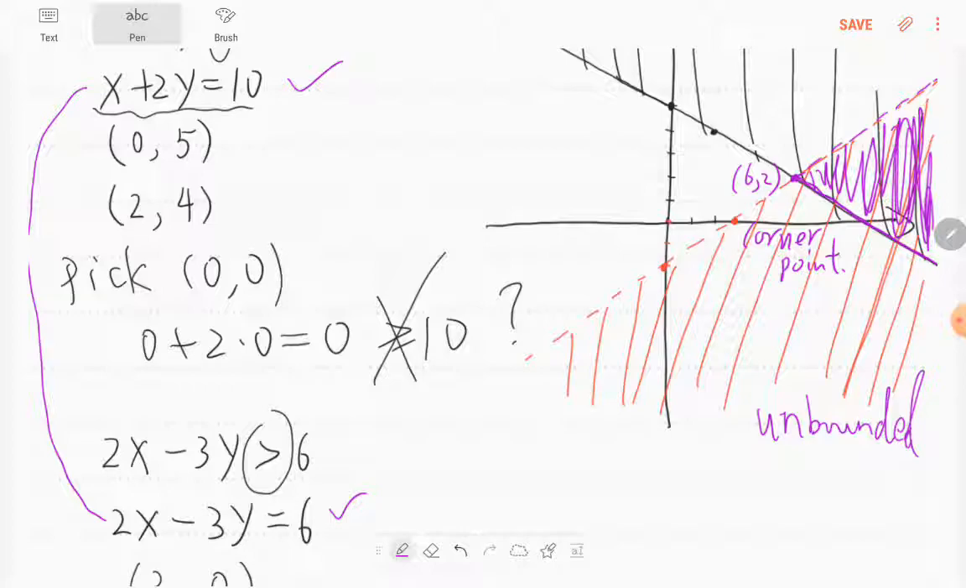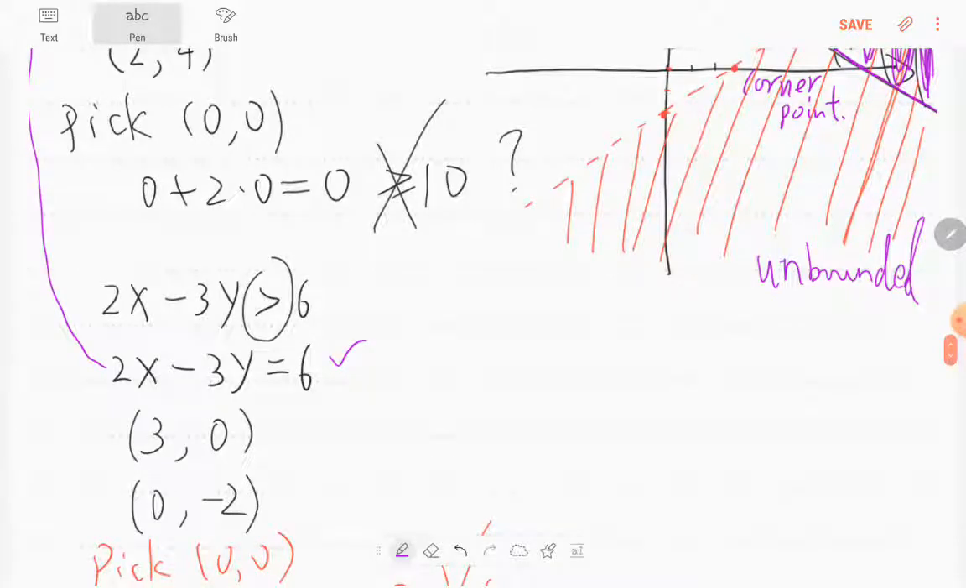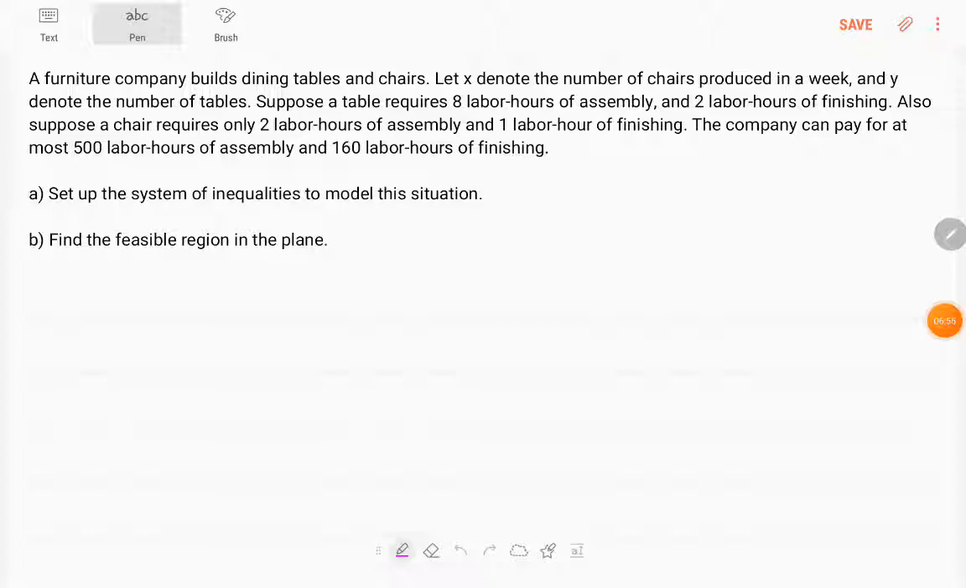Okay, so now let's look at some application problem. So now let's look at this example application problem. A furniture company builds dining tables and chairs.